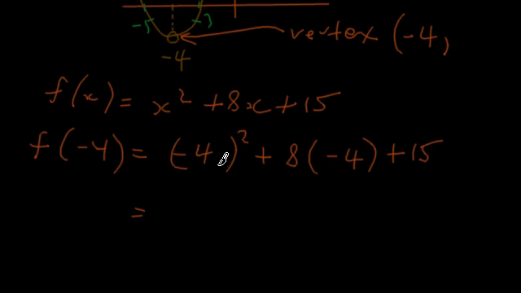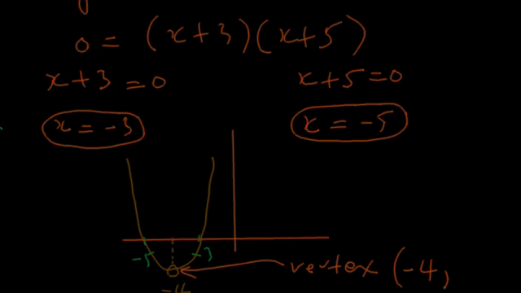So -4 squared is just 4 squared, which is 16. 8 times -4 is just minus 32. And we add 15. 16 minus 32 is just -16. And if we add a 15, that'll just leave us with a -1. So the y-coordinate at our vertex is -1. And there we go. That's where our vertex is.